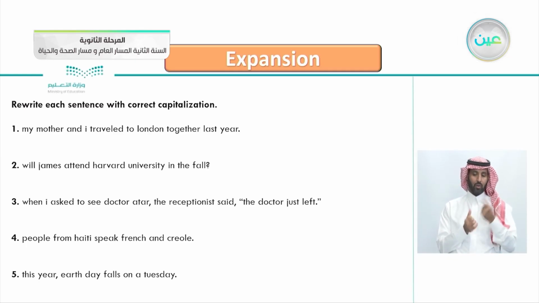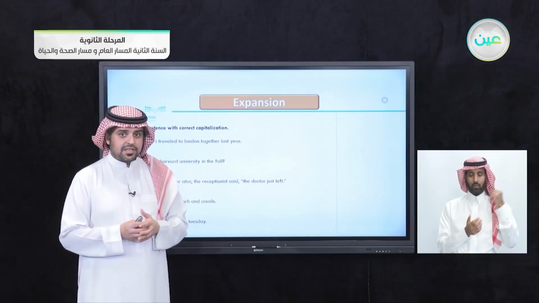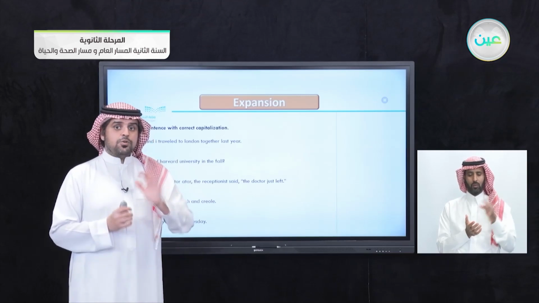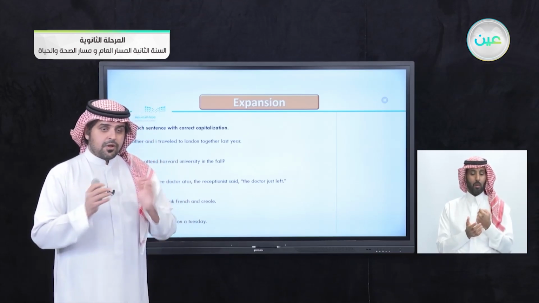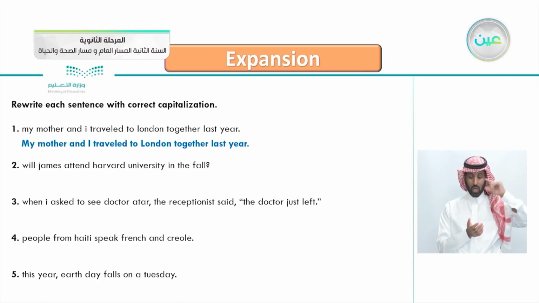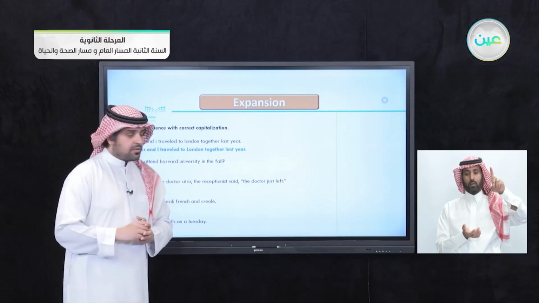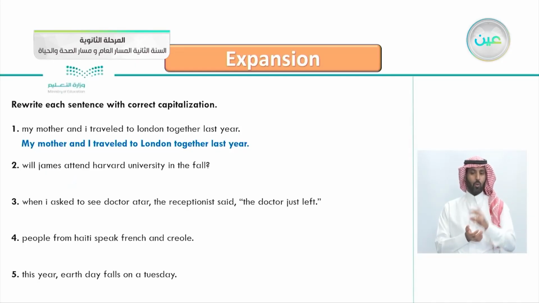The first one: my mother and I traveled to London together last year. This sentence is full of mistakes regarding the capital letters. How do you correct it? Okay, let's see the correct answer together. Yes, My mother, capital M, because it's the beginning of the sentence, and I, the pronoun I, traveled to London with a capital L together last year. Excellent, you were correct.